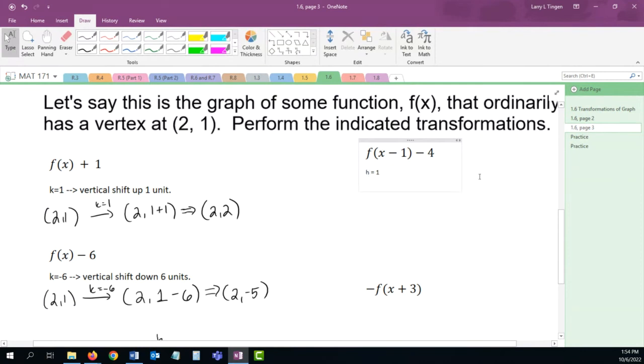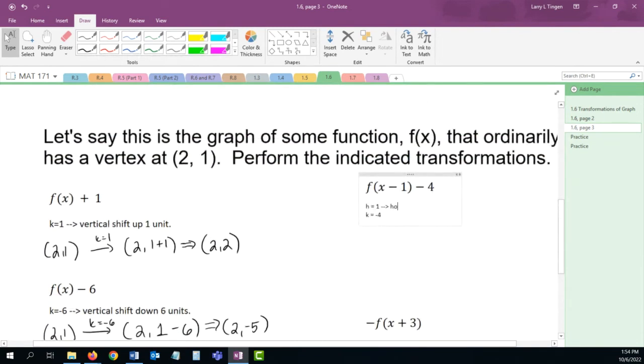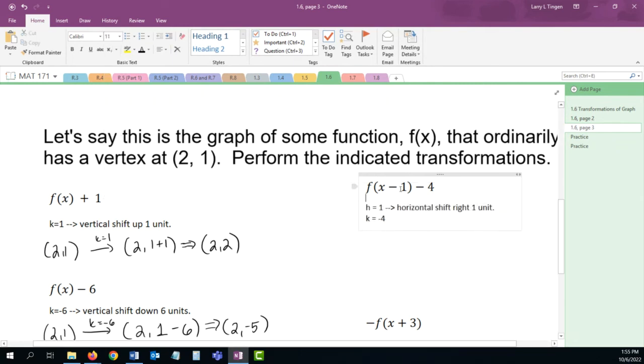All right, and I have k is -4. What did those things do before? When h is 1, that is a horizontal shift right 1 unit. Again, if you're used to it being backwards, take a look up here. This is -1. It looks like it's going to move left, but it actually moves right.